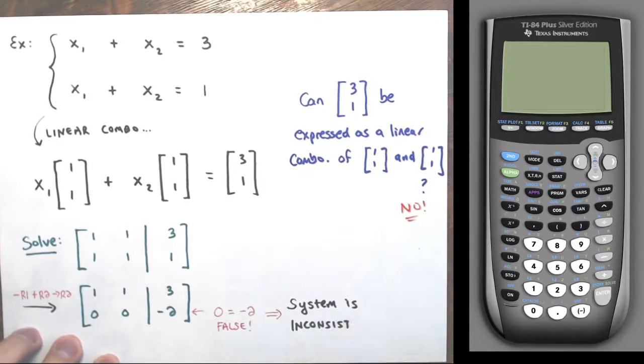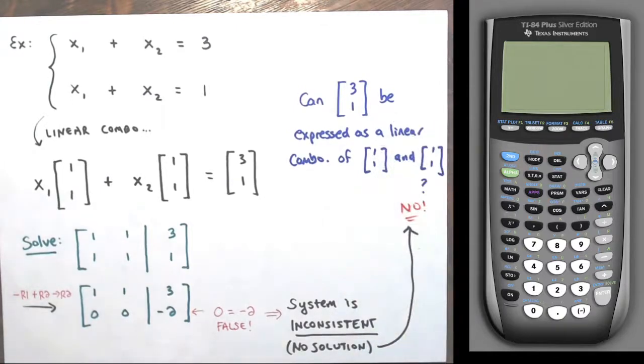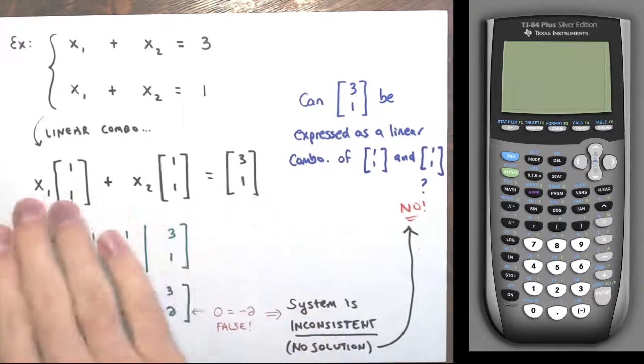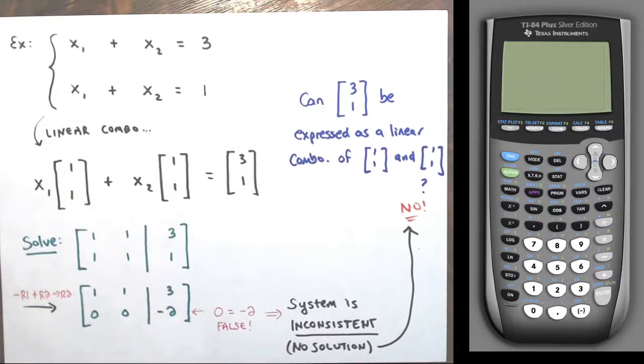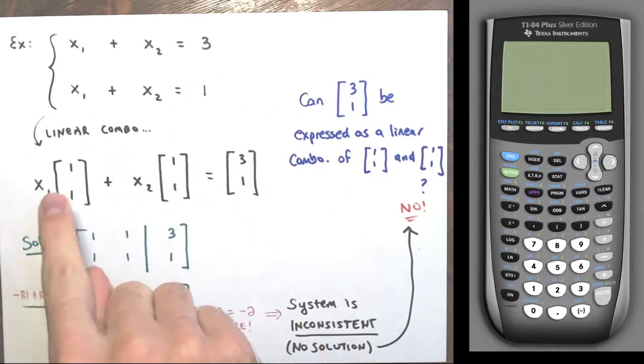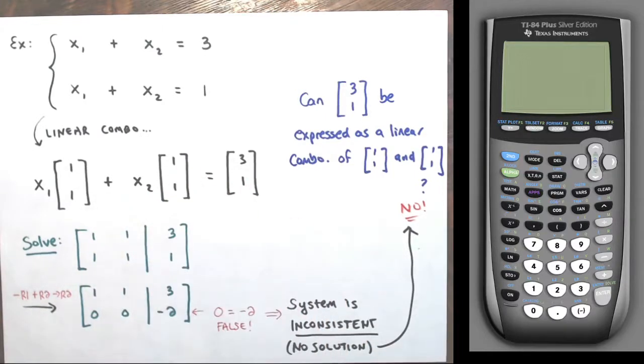When you have at least one solution, the system is consistent. This is inconsistent. Right? That means no solution. So that's why we're answering no to that question. Can 3, 1 be expressed as a linear combination of 1, 1 or a scalar multiple of 1, 1? The answer is no. So it says no solution. There's nothing more I can do with this. There's nothing I can fill in for x1 and x2 to make this a true statement. I'm done. All right. Great.